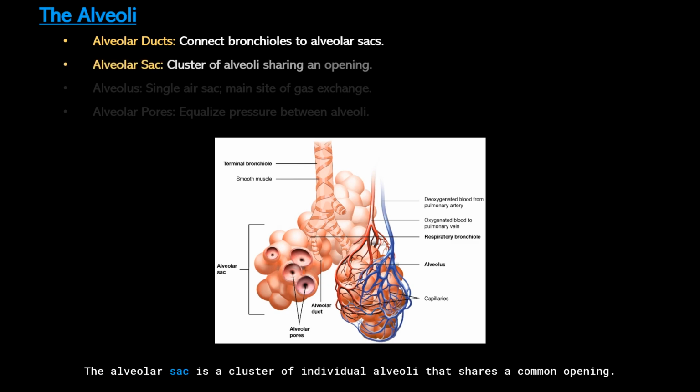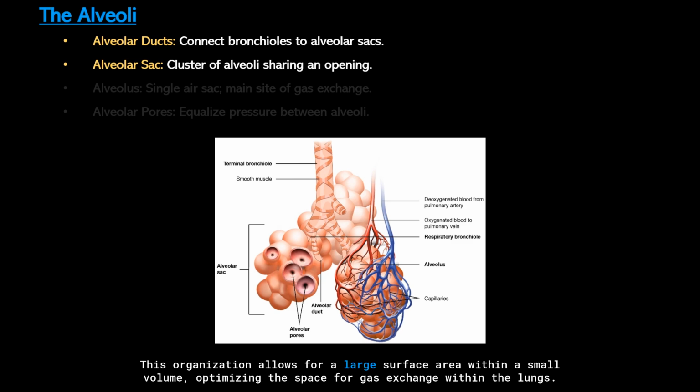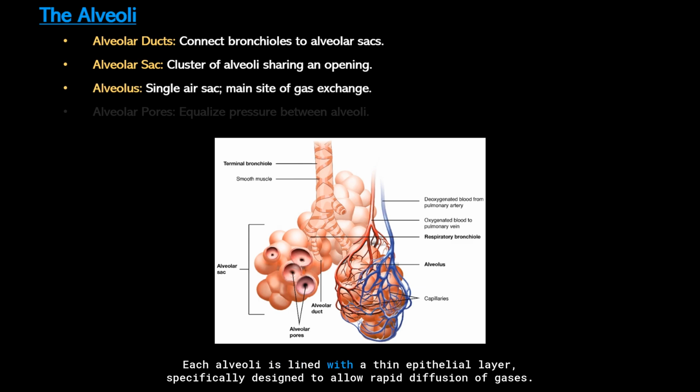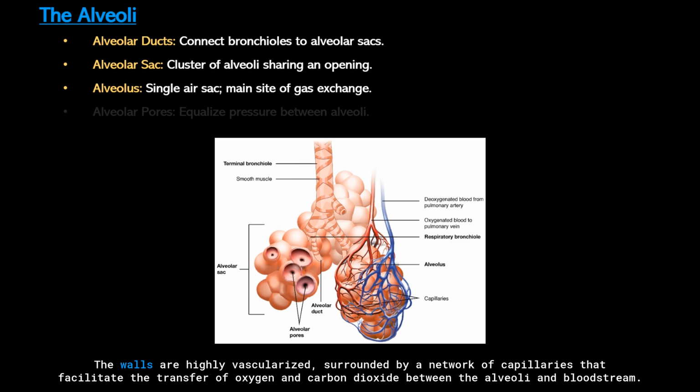The alveolar sac is a cluster of individual alveoli that shares a common opening. This organization allows for a large surface area within a small volume, optimizing the space for gas exchange within the lungs. Each alveolus is lined with a thin epithelial layer, specifically designed to allow rapid diffusion of gases. The walls are highly vascularized, surrounded by a network of capillaries that facilitate the transfer of oxygen and carbon dioxide between the alveoli and bloodstream.